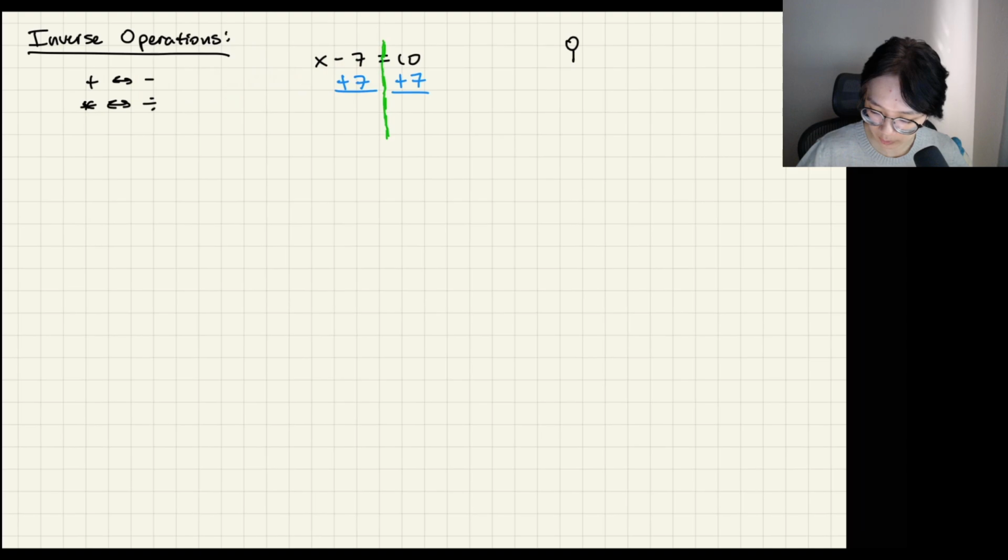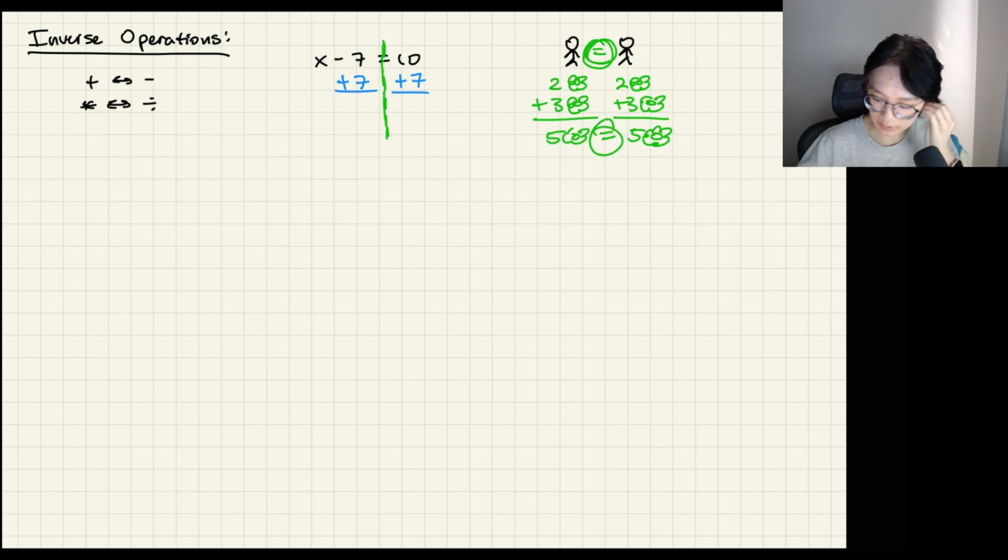Very quick example. Let's say you have two different people. They need to be equal to each other in what they have. One of them has 2 flowers. The other one also has 2 flowers. We want to give this person 3 flowers. But to keep things equal, you have to give the other person 3 flowers too. So now they both have 5 flowers, and that stays the same, because they're equal. You have to keep them equal. Whatever you do to one side, you have to do to the other side. So that's why we add 7 on both sides.